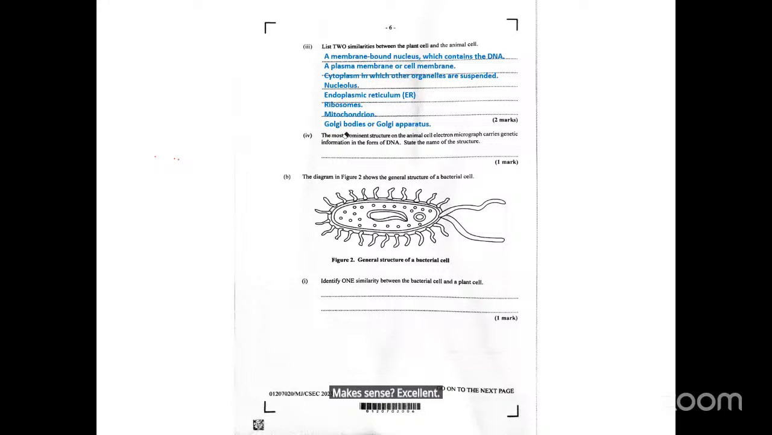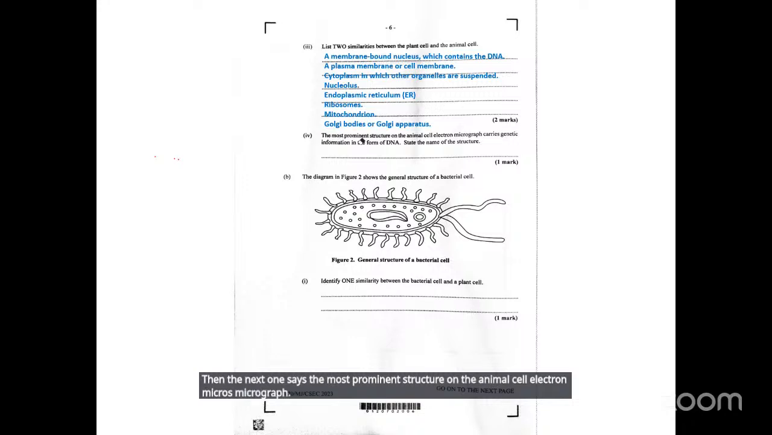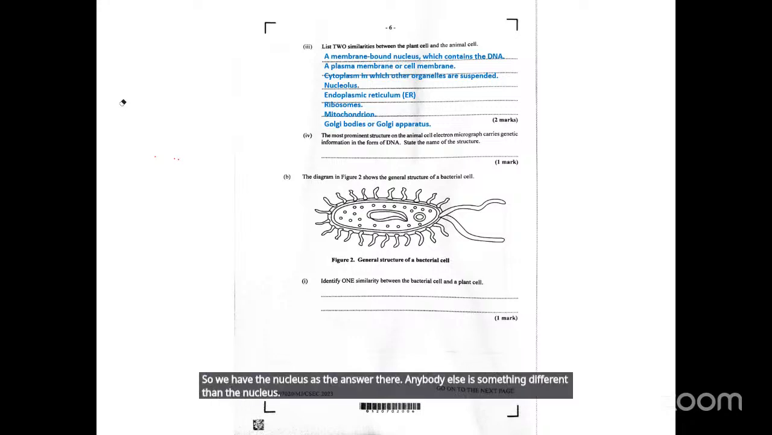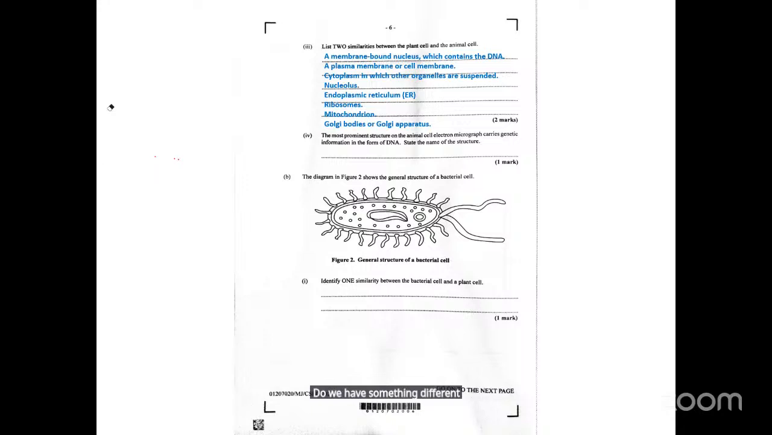Then the next one says the most prominent structure on the animal cell electron micrograph carries genetic information in the form of DNA. State the name of this structure. The nucleus. So we have the nucleus as the answer there. Does anybody have something different? I don't think we have something different. It's the nucleus. Excellent. The nucleus is responsible for genetic information.